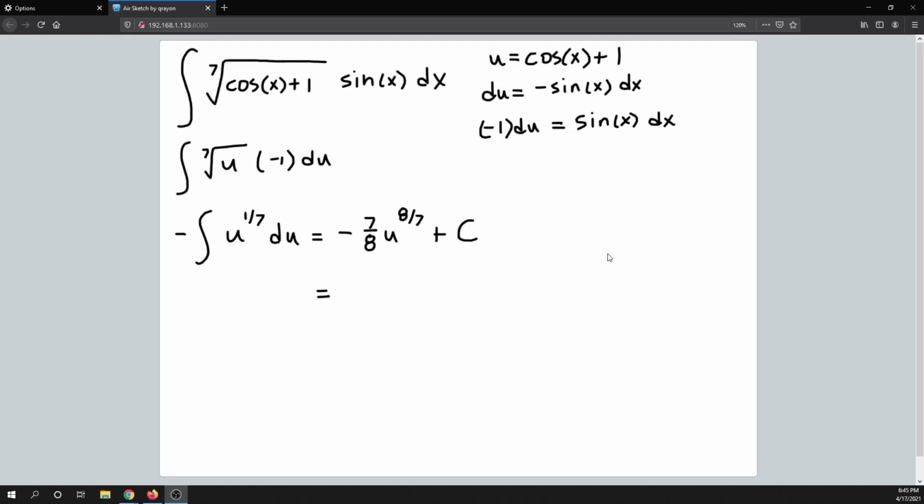And so all we're left to do here is to back substitute. And so we're going to replace u by what it's equal to, so that our most general antiderivative, or indefinite integral, however you want to say it, is written with the same variable as the original problem. So the final answer on this one is -7/8 times the quantity cosine x plus 1 raised to the 8/7 power plus some constant c.